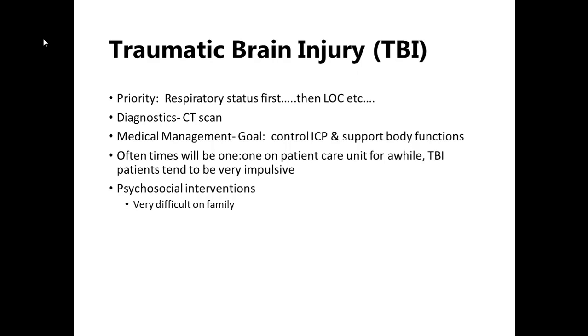For a TBI, our first priority is respiratory status. Make sure that their respiratory status is intact. Make sure they're breathing, because if they ain't breathing, they ain't doing anything else. Then we're going to look at their level of consciousness and do their neuro checks. But the first thing we need to check is their respiratory status. Diagnostics. There are going to be CT scans. There's going to be MRIs, just to see where that injury is and what type of injury it is.